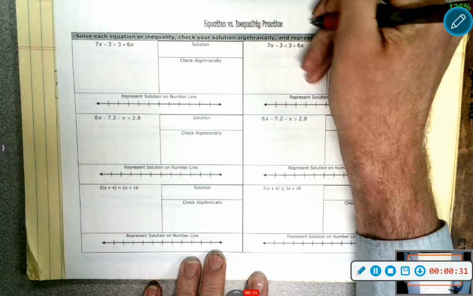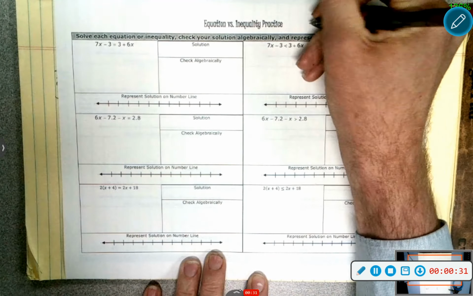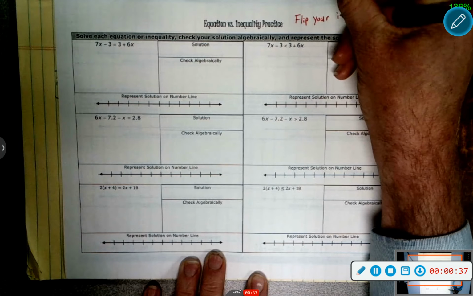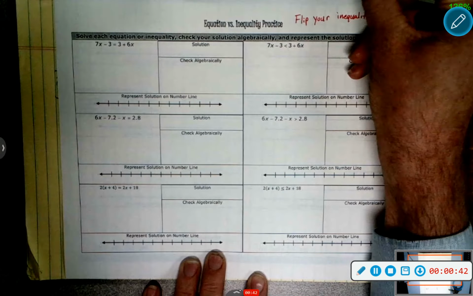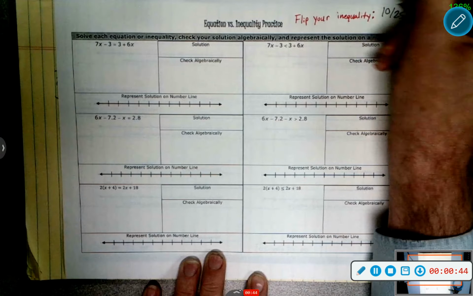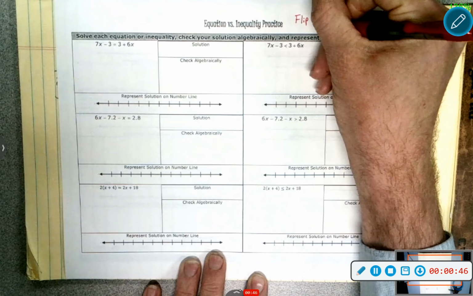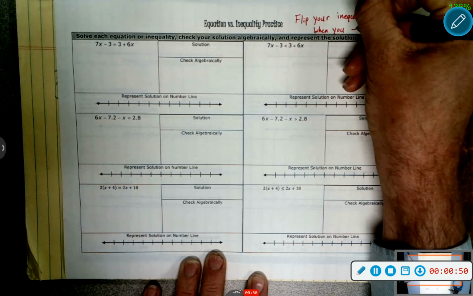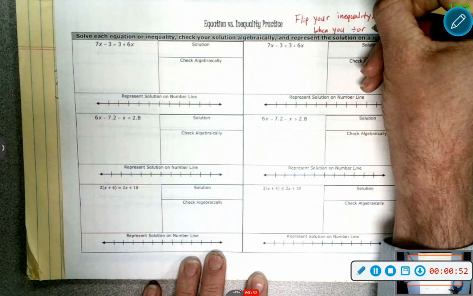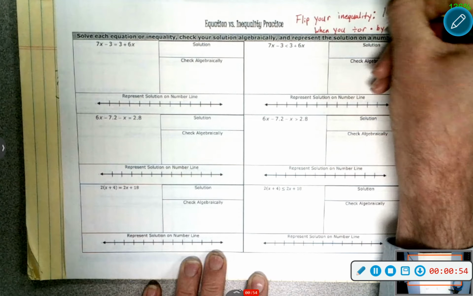Hopefully you remember that you flip your inequality. When do you flip it, Matthew? When the x is a negative. Not necessarily. You flip your inequality when you divide or multiply by a negative.